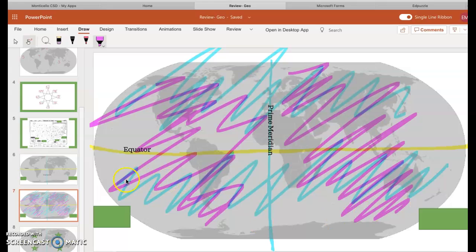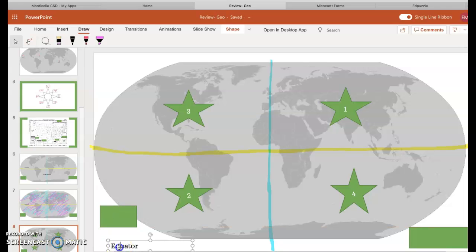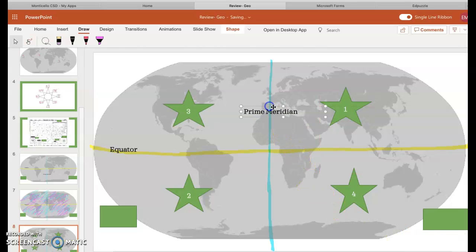Good. Next and last slide for our review. We have the equator and the prime meridian. So let's relabel these 2. The equator is the imaginary line that cuts our globe up into the northern and southern hemispheres. And our prime meridian is our imaginary line that cuts the globe up into the western and eastern hemispheres.